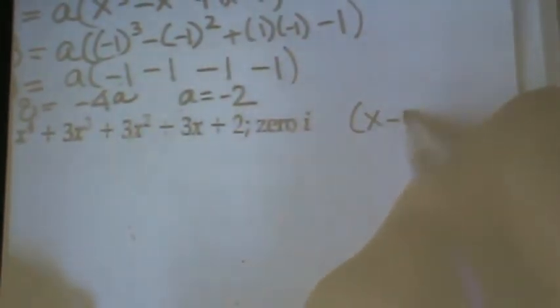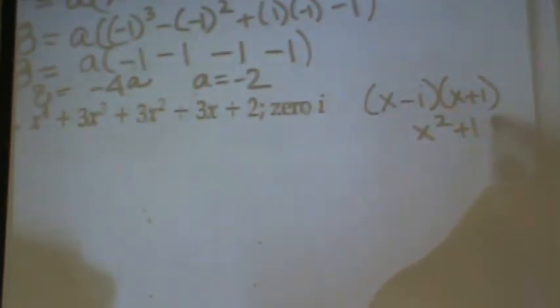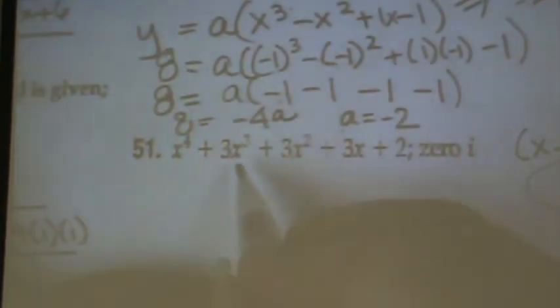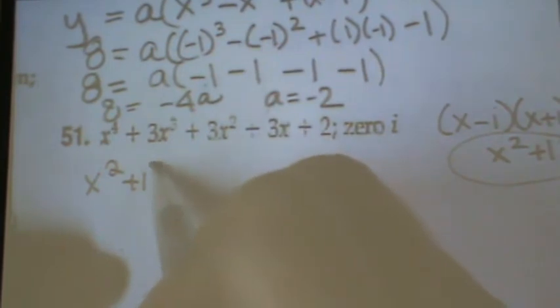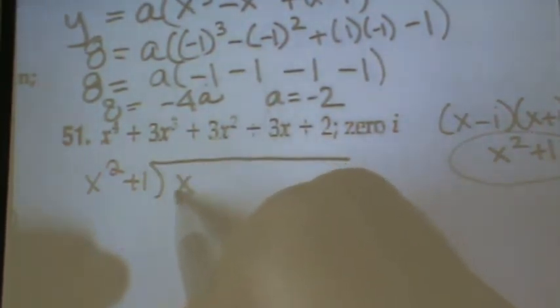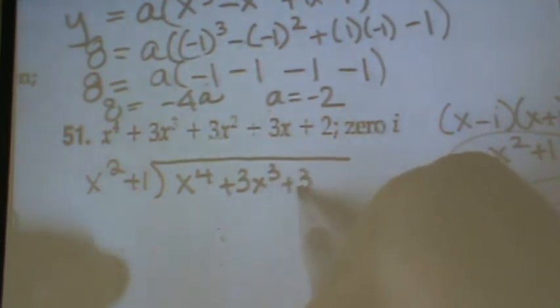For 51, if i is a 0, so is negative i. So you can write x minus i and x plus i. So this is going to be x squared plus 1. So that means this goes into this evenly. So you're going to use long division, x squared plus 1, and you're going to divide x to the fourth plus 3x cubed plus 3x squared minus 3x plus 2.